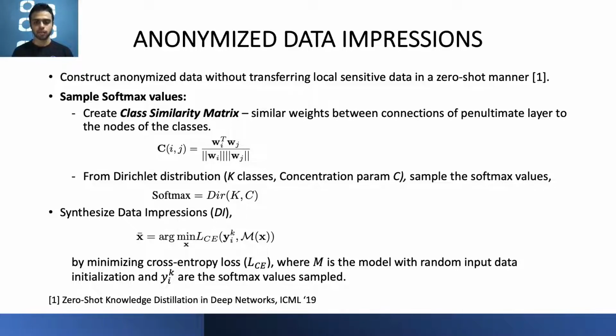To create this, the class similarity matrix is first created, which contains important information on how similar the classes are to each other, and is obtained by considering the weights of the model layers. The softmax values are then sampled from the Dirichlet distribution. Further, to synthesize the data impressions, we minimize the cross-entropy loss when modeled from random input data.